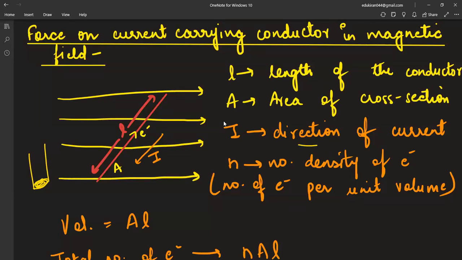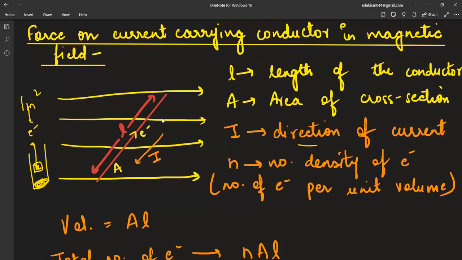And number density of electrons means in 1 meter cube, how many electrons are present. In 1 meter cube, if I just take a segment of 1 meter cube and then analyze how many electrons are present, that is what is meant by number density of electrons. So number of electrons per unit volume. In 1 meter cube, how many electrons are present? This is what is meant by number density of electrons.